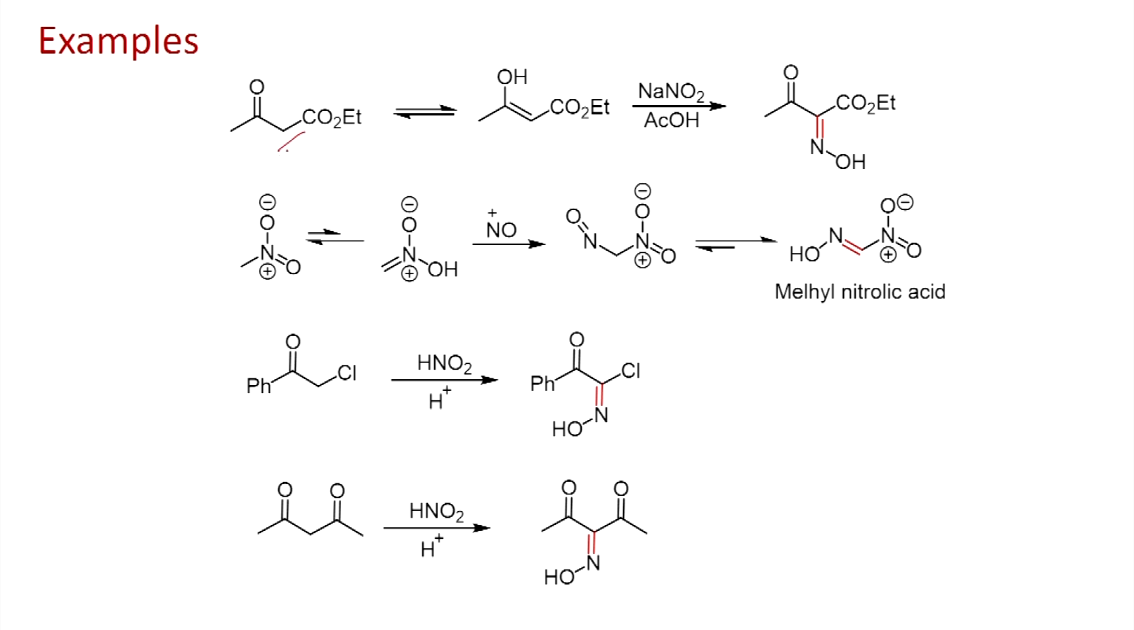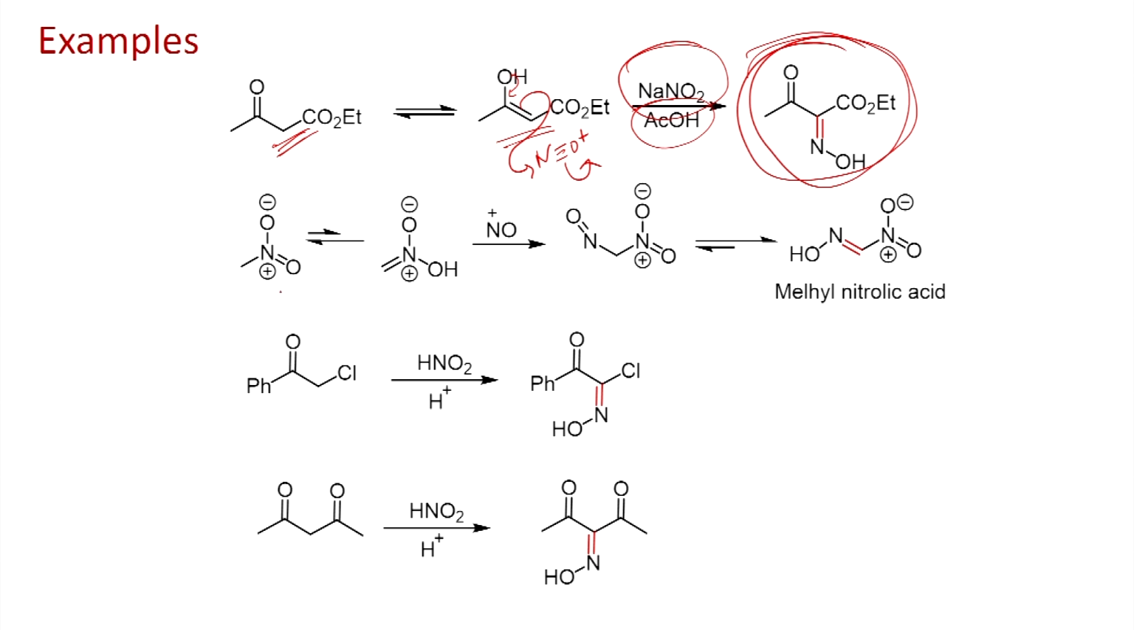If you look at this 1,3 dicarbonyl compound, when you react with NaNO2 in acidic medium, you will be able to form this oxime. As we have just seen, this 1,3 dicarbonyl compound in acidic medium can also exist, as you can see here, as an enol. Once you have the enol, which can readily undergo reaction, it gives this oxime as a product. The next example involves the reaction of nitromethane.